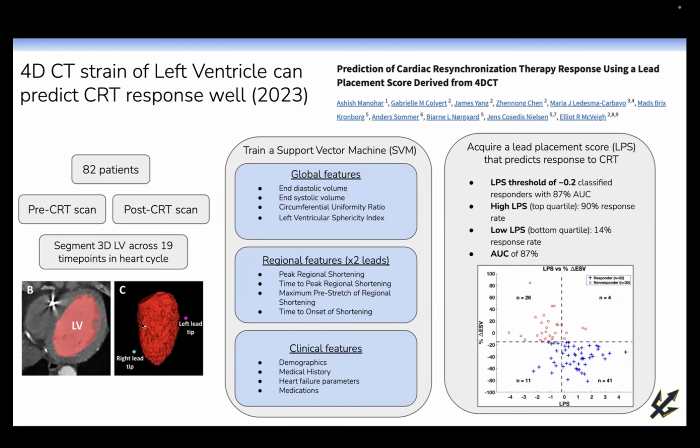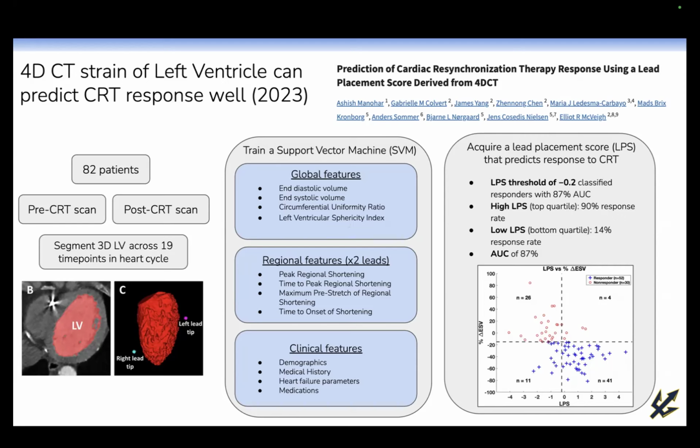Here you can see the LV mask overlaid with the depiction of where the left and the right leads would theoretically be. Then moving on to the middle here, they derived 4 global metrics from these scans, including end diastolic volume, end systolic volume, circumferential uniformity ratio, and left ventricular spherical index.